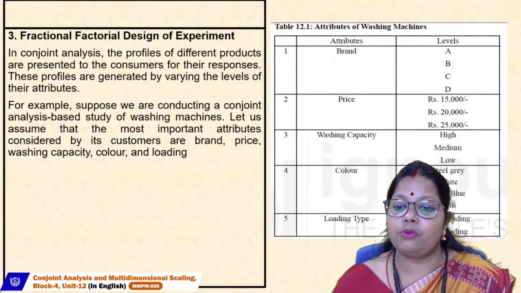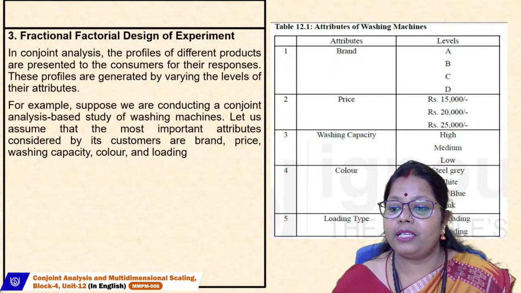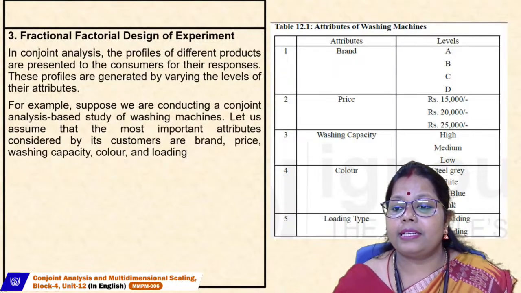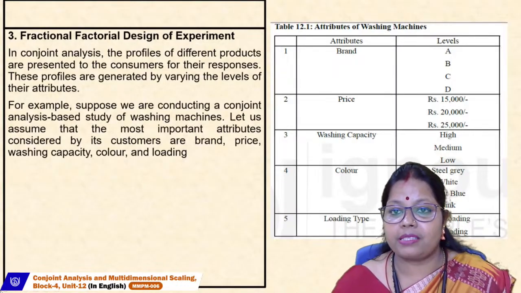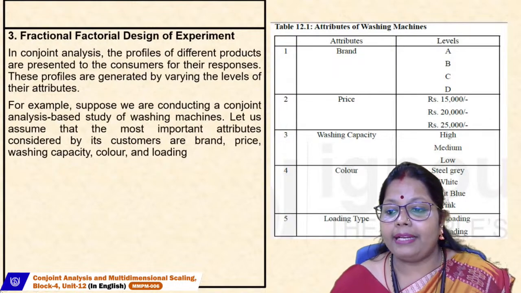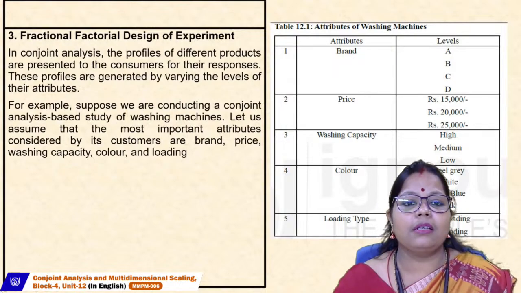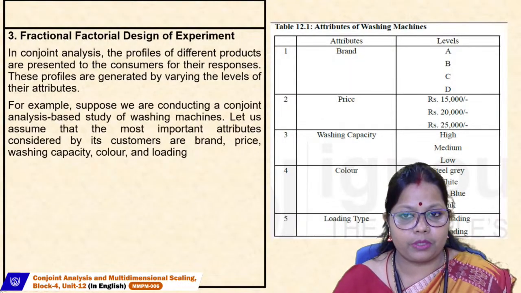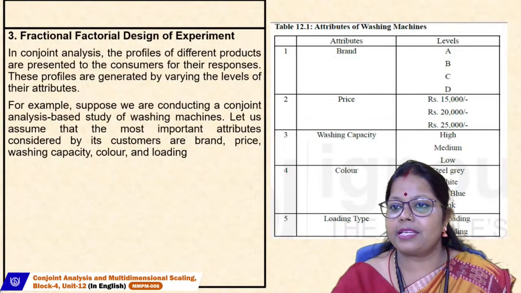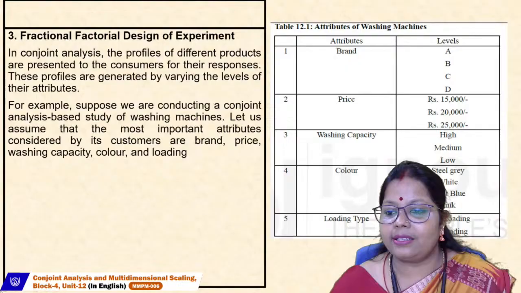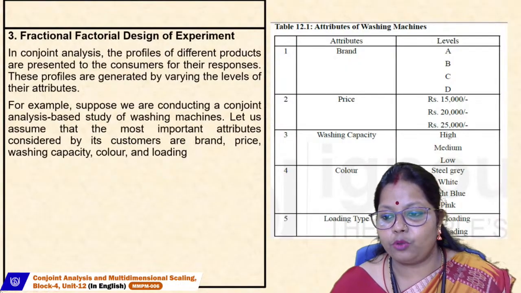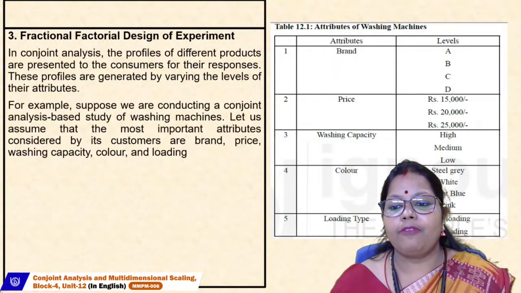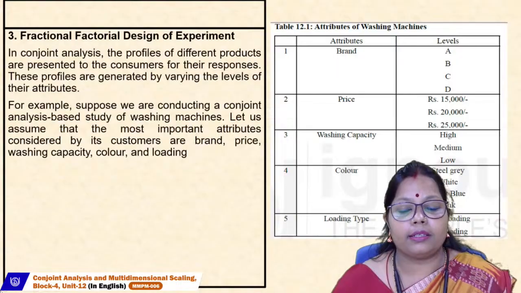And if we focus on the washing capacity, then there are three different capacities: high, medium, and low washing capacity for the soap. And if we focus on color, color is one attribute in that table. What labels are given to the color? Steel gray, white, light blue, and pink. So how many levels are there for color? There are four levels for the attribute color.